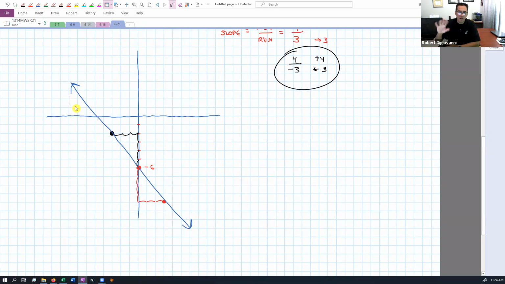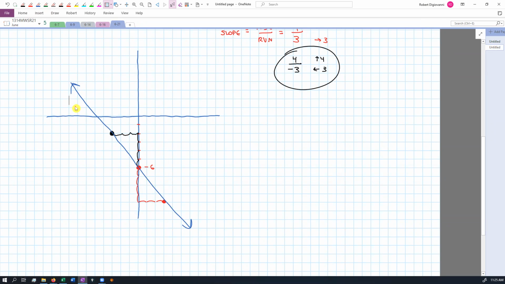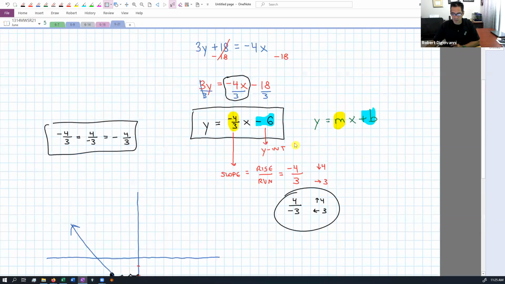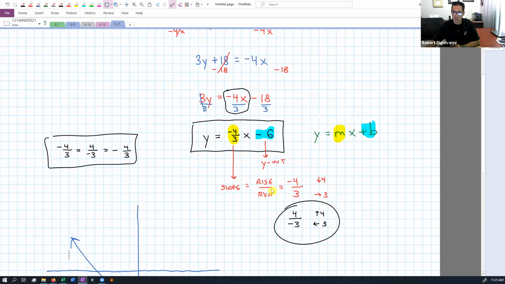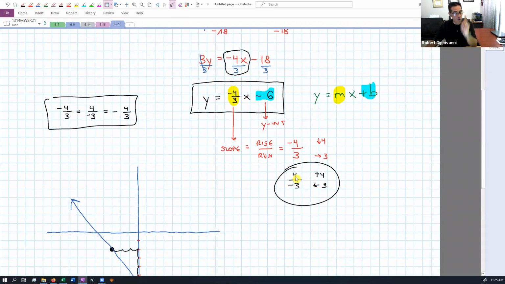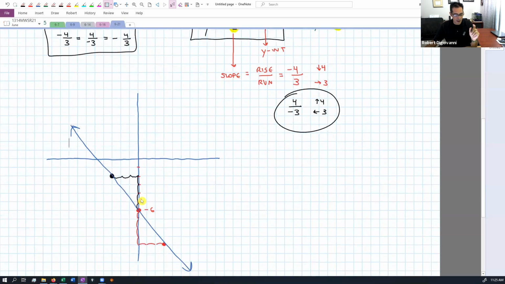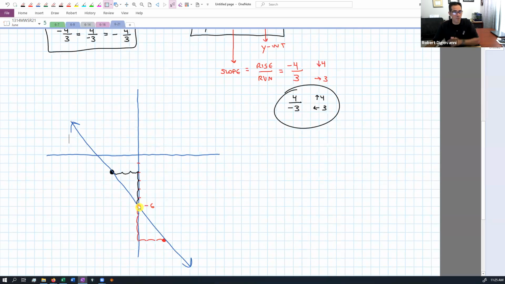Dina, does that clarify a little bit what your question was addressing? Yeah. Okay. So the important things to take away: you solve for y, identify your y-intercept, identify your slope, figure out your up, down, left, right, and then always start at your y-intercept. From that, you use your slope to move around, and just find one more point, and you're done.